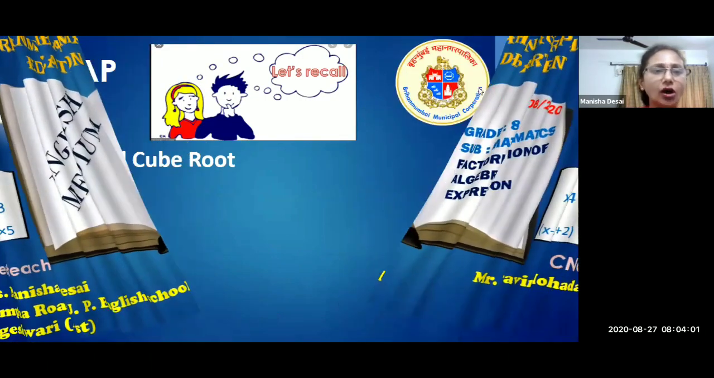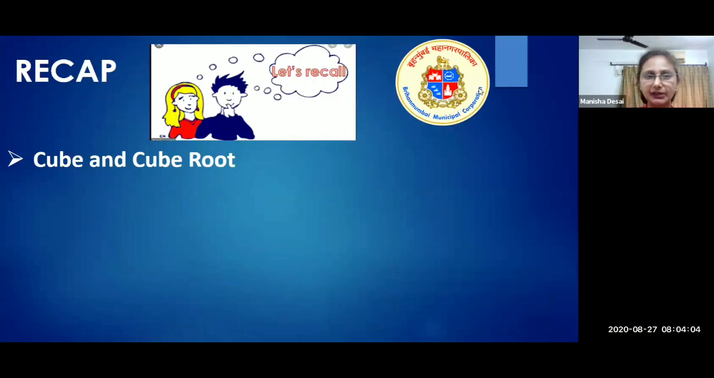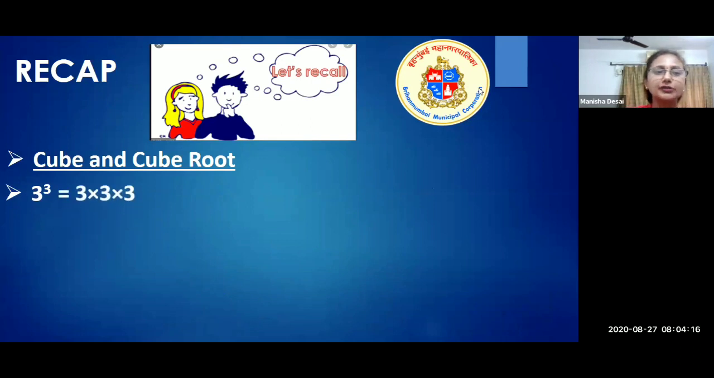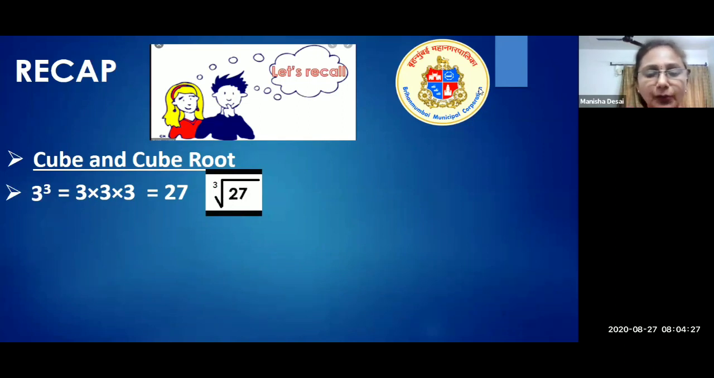We have already learned cube and cube root in our chapter number 3. So tell me, what is the cube of 3? 27. Very good. Cube of 3 is 27. As we know, cube of 3 is written as 3 into 3 into 3, that is 27. Now tell me, what is the cube root of 27?